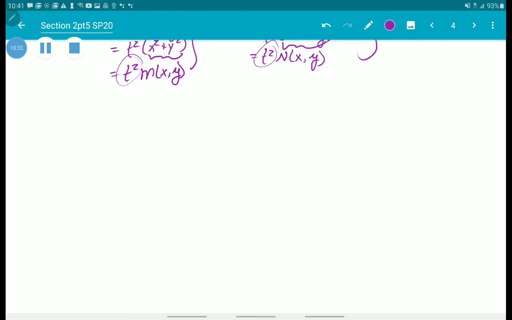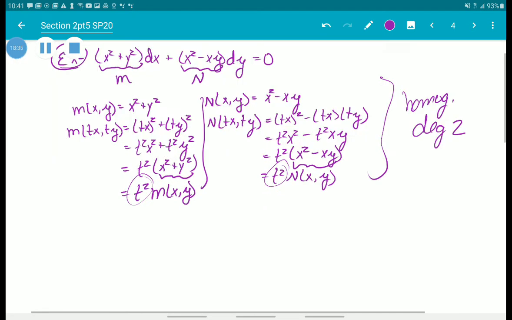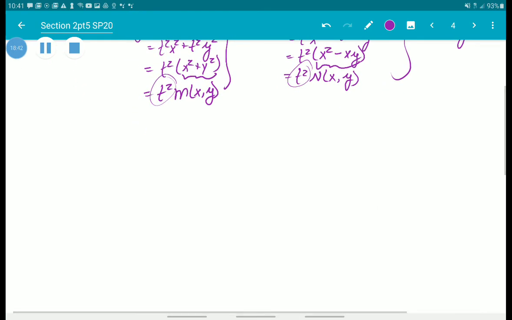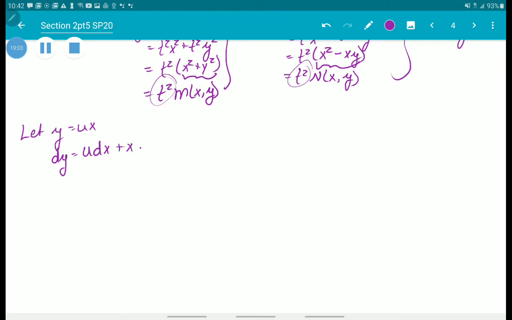So now we're going to do a substitution. To me, I don't really see a difference between the difficulty or what's simpler between m and n. So we could use any substitution. I'm just going to use y equals ux. We could use x equals vy, and we could see how it goes. I'm going to use this one. So dy is u dx plus x du. That comes from taking the derivative of this.